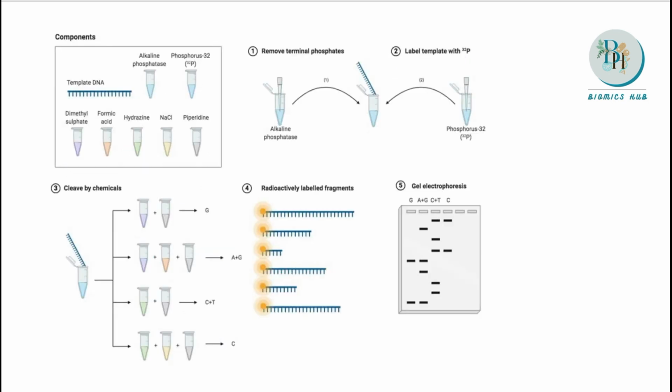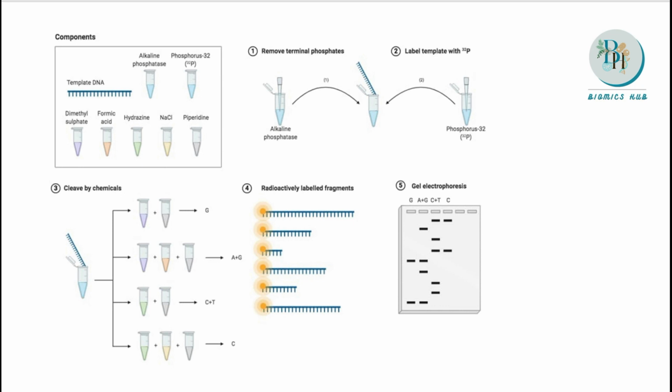The first thing which we require is some components, that is template DNA, alkaline phosphatase, phosphorus 32 for radio labeling. The chemicals which are required are dimethyl sulfate, formic acid, hydrazine, NaCl, piperidine. The first step is that we have to remove the phosphate group with the help of the enzyme alkaline phosphatase. The second thing is that we have to add a radio label tag at the 5' end. The third step is that we have to treat the solution with certain chemicals for G, A plus G, C plus T as well as C.